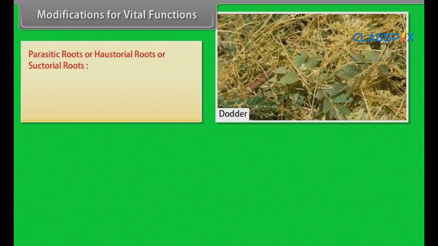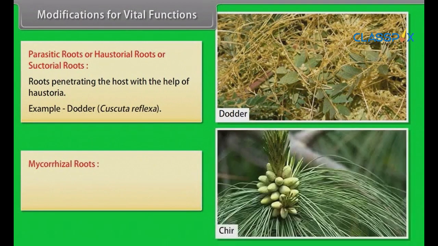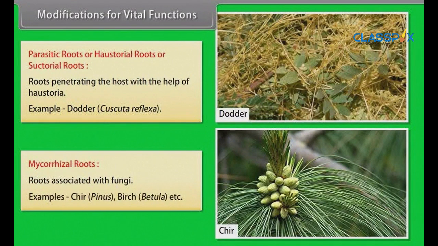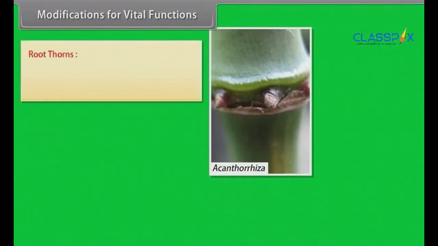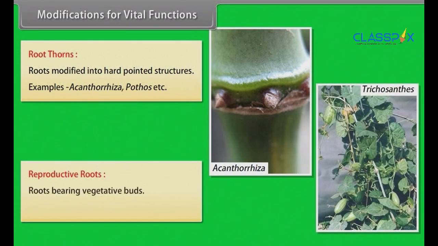Parasitic roots, or haustorial roots, or suctorial roots: roots penetrating the host with the help of haustoria. Example, dodder. Mycorrhizal roots: roots associated with fungi. Examples, pine, birch, etc. Root thorns: roots modified into sharp-pointed structures. Examples, Acanthorhiza, pothos, etc. Reproductive roots: roots bearing vegetative buds. Examples, Trichosanthes, Ipomoea, etc.